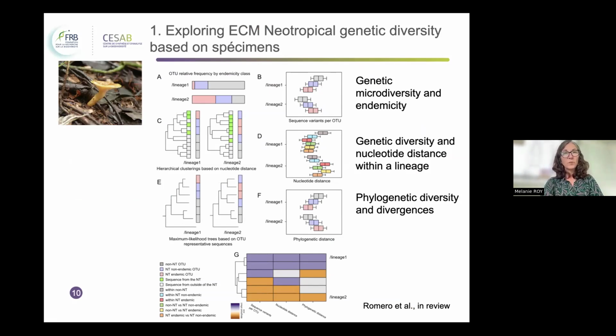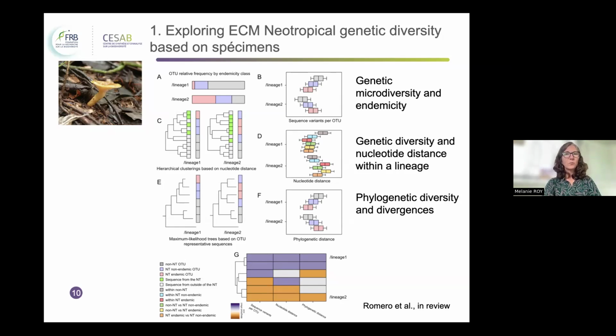We wanted to explore first what was the microdiversity, that would be, for example, the number of sequences per species. So it was not from microsatellites, but from the sequences we had: how far we had a diversity within a species. We wanted also to explore within a phylogeny how far species were related, or whether the species from the neotropics were dispersed in this phylogenetic tree. So it was about the genetic diversity.